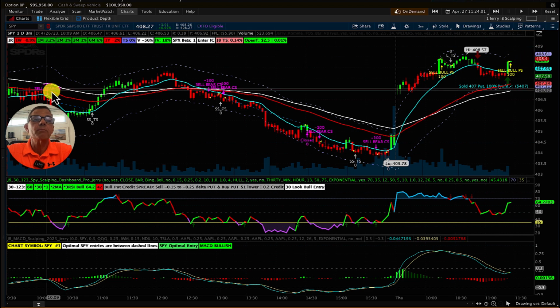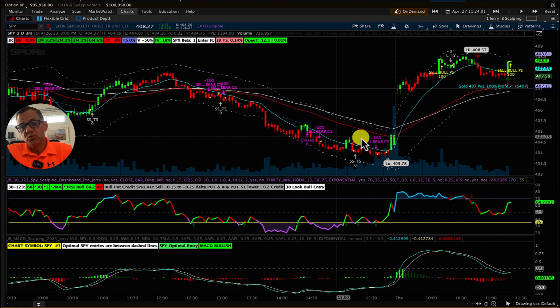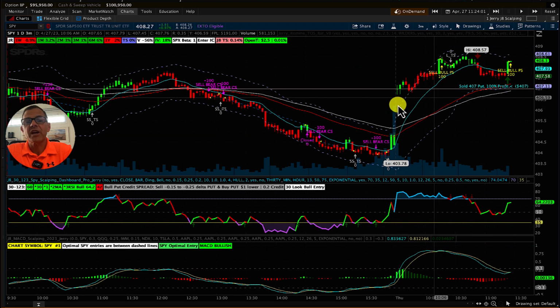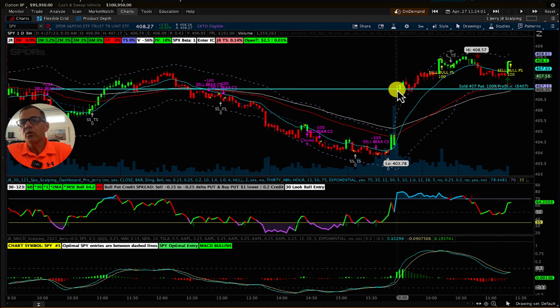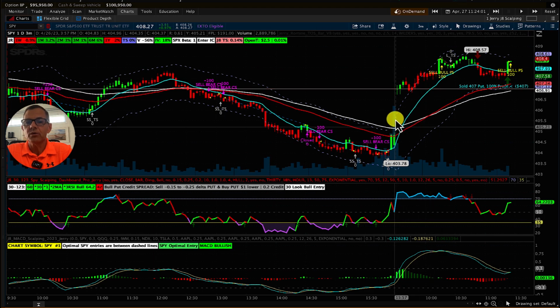Yesterday, we made money selling bear call credit spreads. Markets were down. Well, it's a new day, and when we're scalping, we're not interested in yesterday. We're interested in what's going on today. Again, we don't trade the first 30 minutes, and we can see there was a gap up.